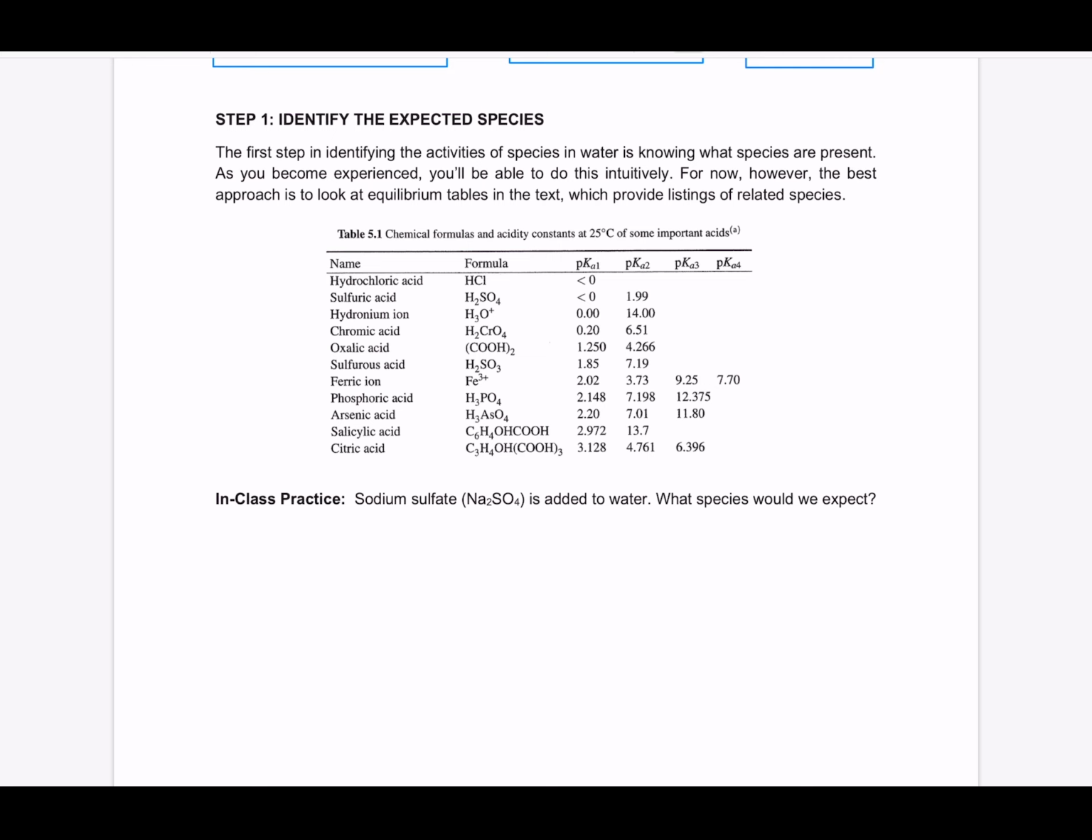So you have sodium. What's that? Sulfate. What else?